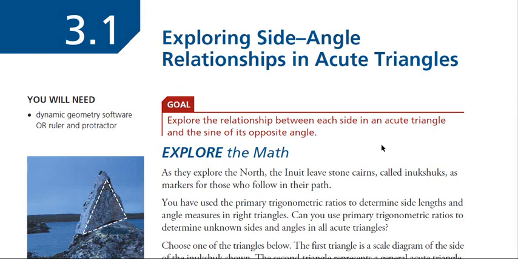And as we start chapter 3, we are looking at acute angle geometry. Okay, so an acute triangle is a triangle that has what?